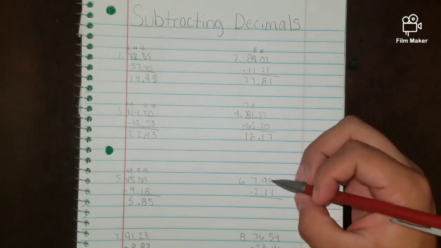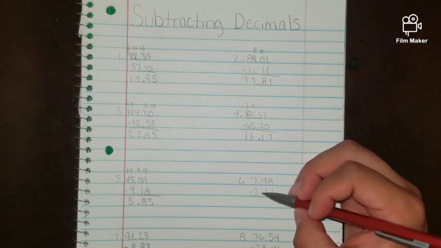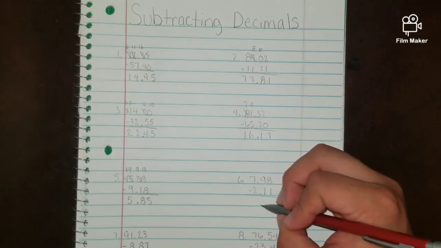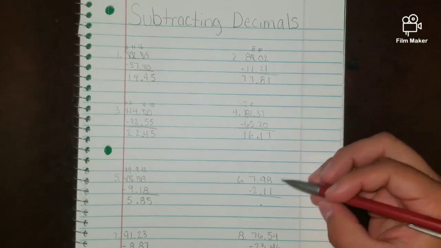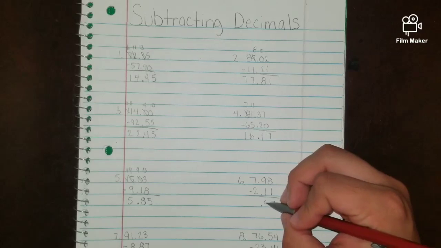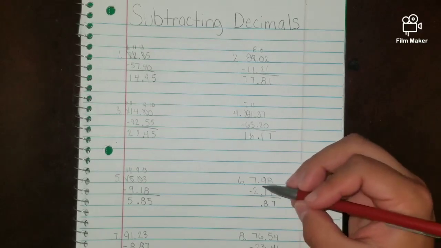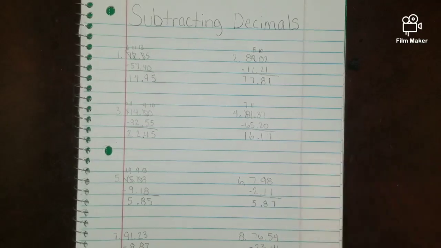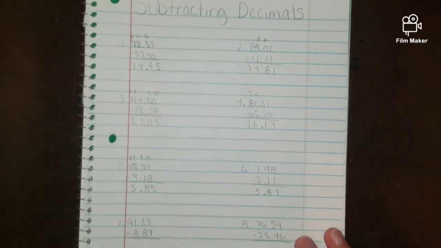For our next one, we have 7.98 minus 2.11. So we bring down our decimal point, and now we subtract. 8 minus 1 gives us 7. 9 minus 1 gives us 8. And 7 minus 2 gives us 5. Final answer, 5.87.